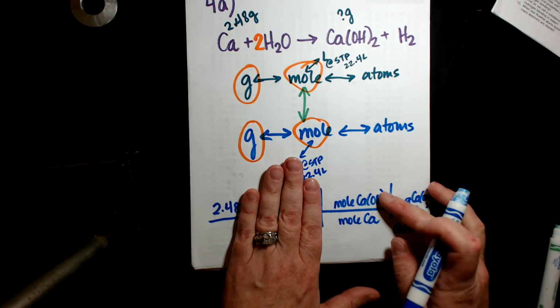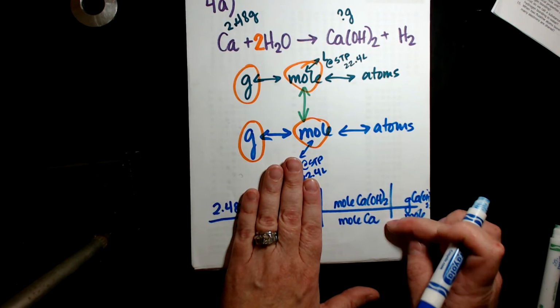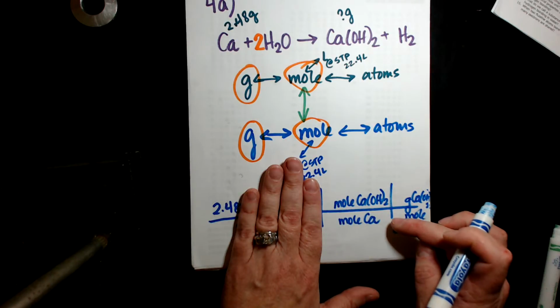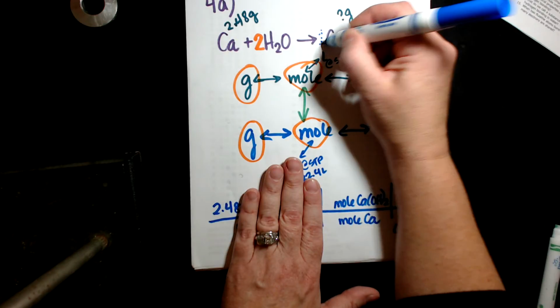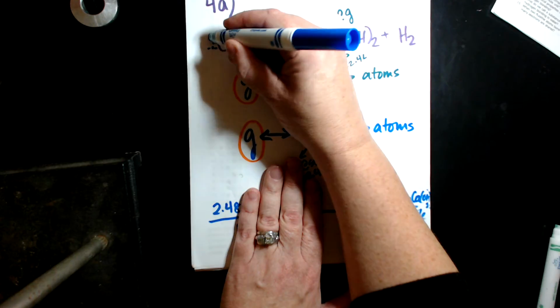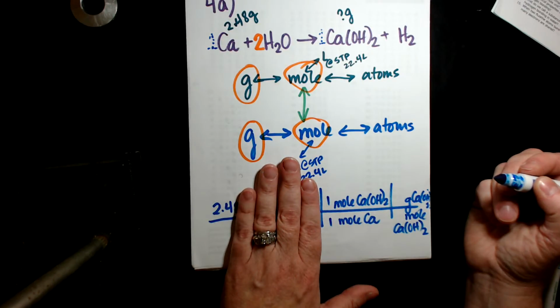Then I look at this one. I'm comparing moles of calcium hydroxide to moles of calcium. Well, this is that stoich relationship, and you're going to use your coefficients from your balanced equation. And remember, there's this invisible one there and an invisible one there. So we're lucky it's like that.